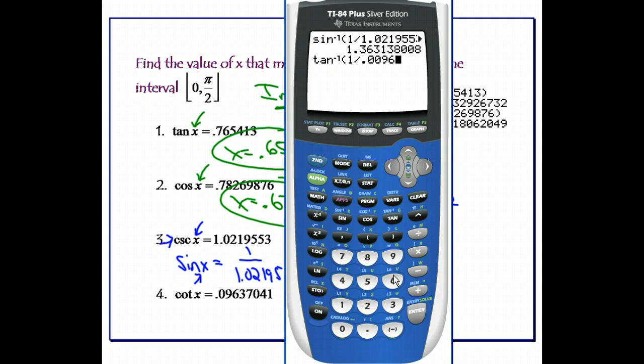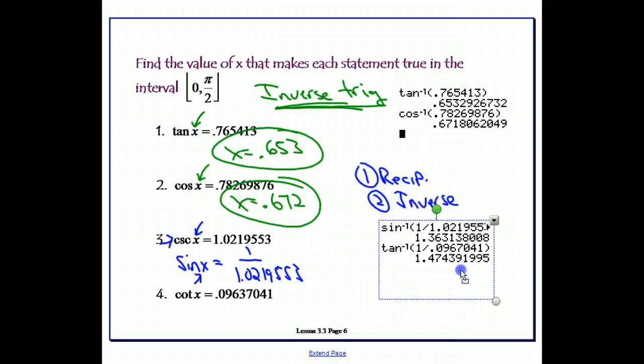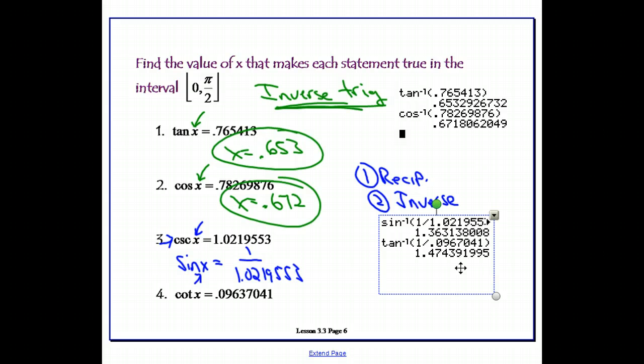0.096. Oops, I got that wrong. So I want the tangent inverse. 1 divided by 0.096, and a bunch of other decimals, 7041. And let's see what we get for our answer here. 1.47 radians. So that's a little bit tricky for those problems here. So the steps were take the reciprocal first, take the inverse second.